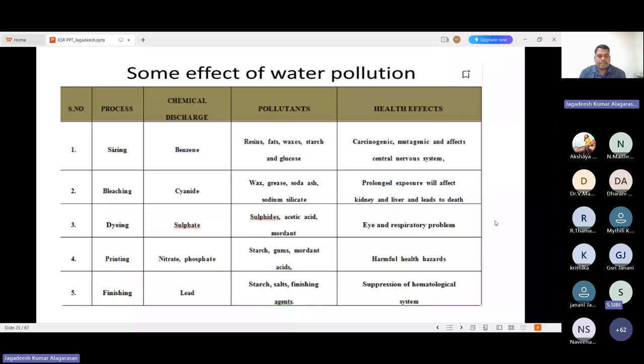So what are the mitigation strategies? We should have sustainable sourcing, water management, energy efficiency, waste reduction, green chemistry, and consumer awareness. All these things we need to apply as mitigation strategies for the environmental impact in this PPT. Any questions, please ask me.